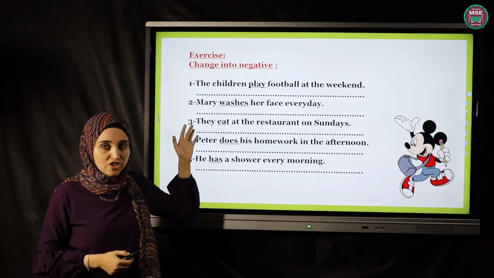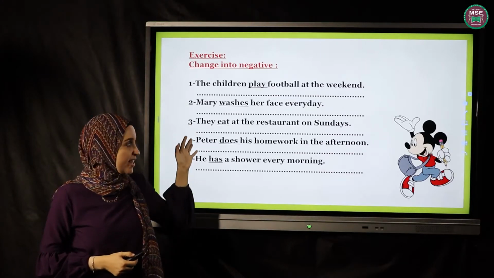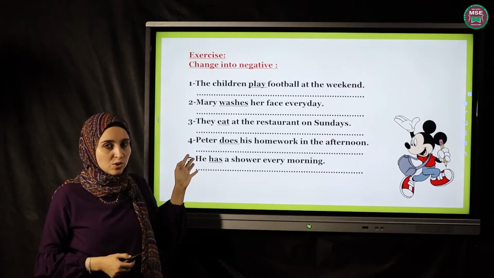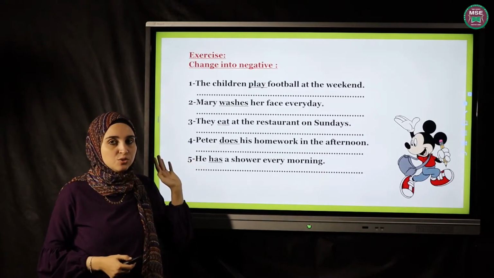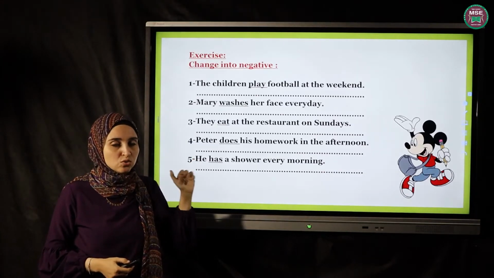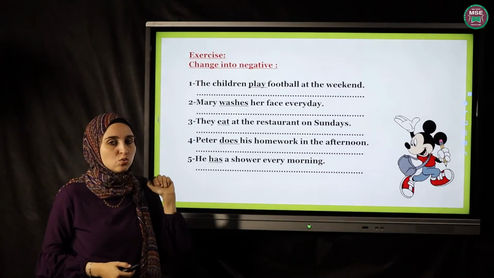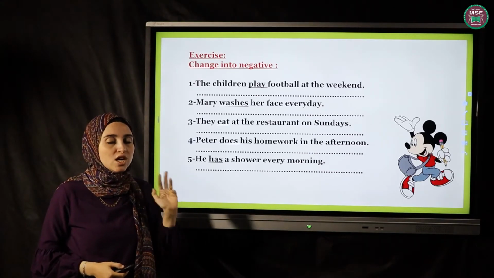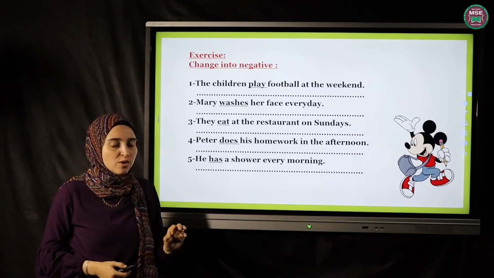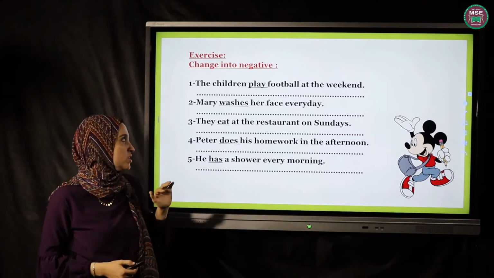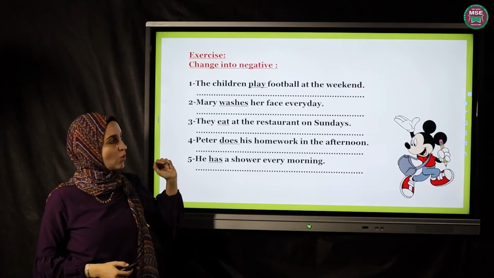Can you change these sentences to the negative with me? Who can do it with me? Remember, I use doesn't or does not with he, she, and it. I use don't or do not with I, you, we, or they, with the verb without adding anything to it. Who can answer number 1?